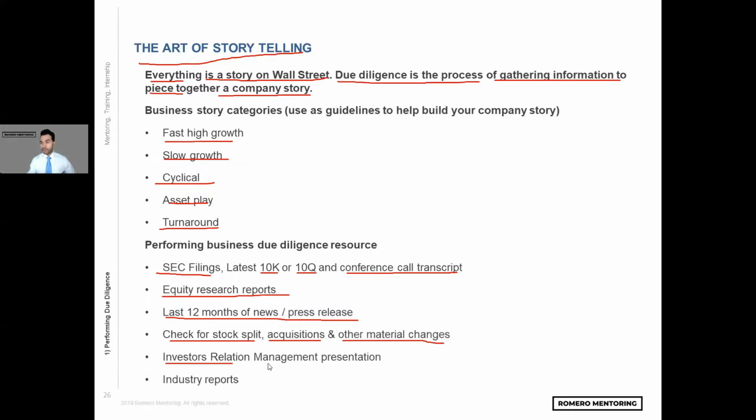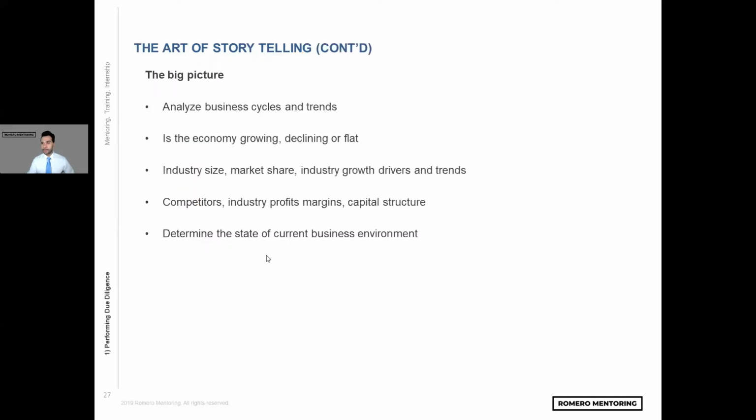Also, investor relations and management presentations. We're going to examine this a little more closely once we dive into Walmart. And industry reports, which would help you also understand the size of the industry, how fast the industry is growing, who the players are, market share, developing trends, shifts in consumer behavior, regulation. Each and every one of those points that I've mentioned, you should be answering in your own presentations when you're doing due diligence on a particular company. All right, so pay very close attention to these key points.